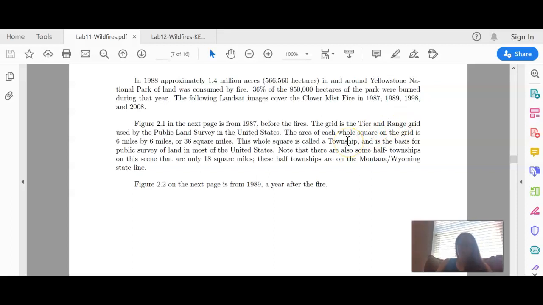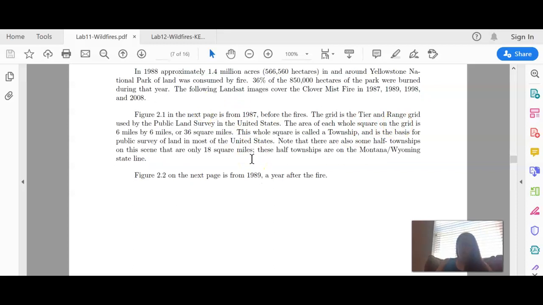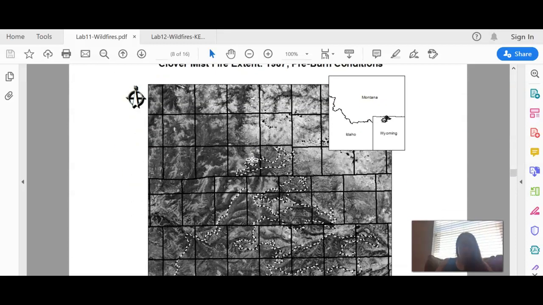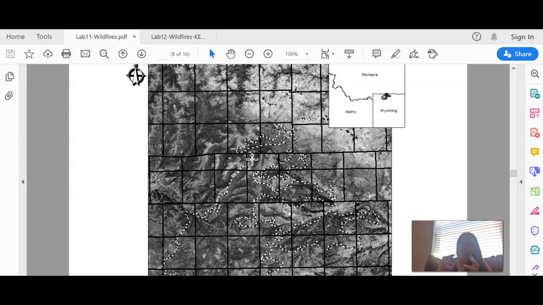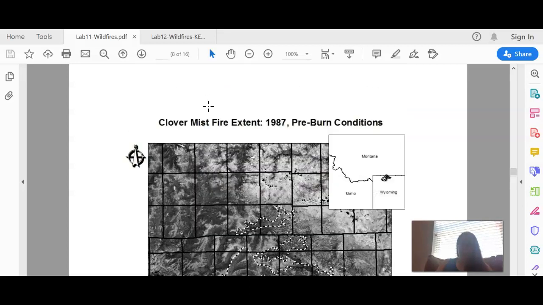So the grid that you're going to see, and I'll show you in a second, is the tier and range grid used by the Public Land Survey system in the US. So the tier and range system, or actually the Public Land Survey system, helps each state determine, each state has its own, and it helps each state determine where the land is and who it belongs to, basically what it's made out of. And so the tier and ranges are the subdivisions, both on a north-south base and an east-west base. Each of these squares is called a township, and it's 6 miles by 6 miles, so the whole square is 36 miles squared.